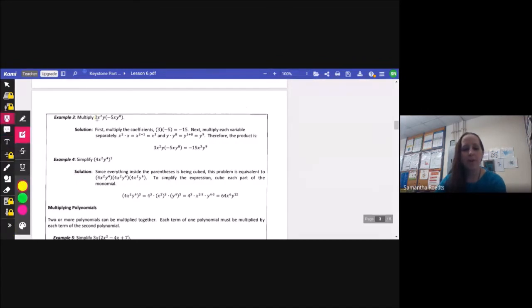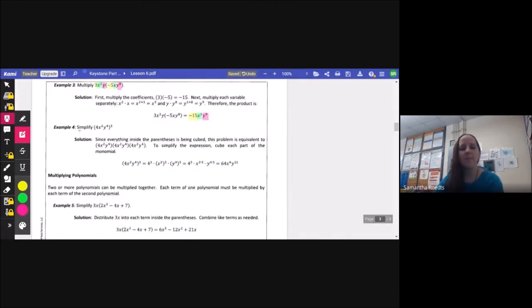multiply my coefficients first. So 3 and negative 5. That gives me a negative 15. Okay? Then I multiply my x values. That's what I look at next. So I have x squared and x, which is x to the first power. So that's x to the 2 plus 1, or x to the 3rd. And then I have y. So I have a single y here, and then I have a y to the 8th power. Well, y to the 1st plus y to the 8th gives me y to the 9th.